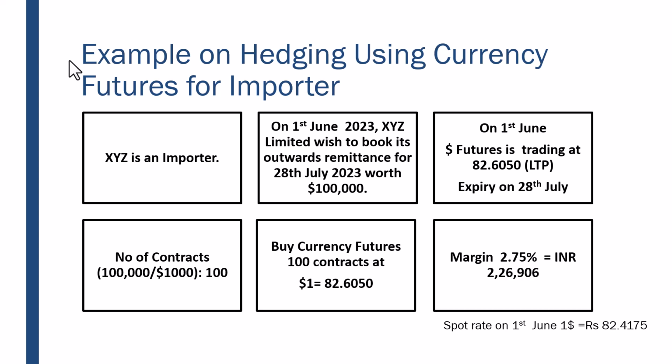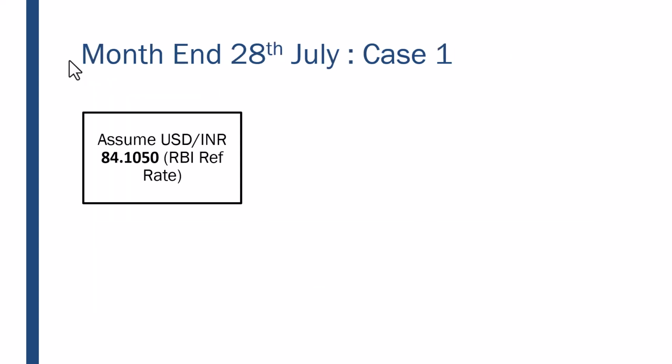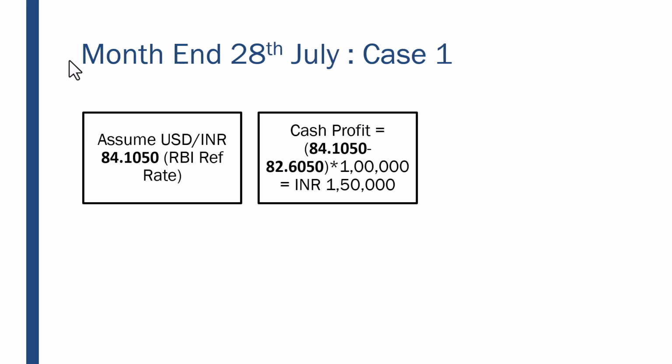I have to pay a margin of 2.75. We have seen just 2.5%. At that time it was 2.75%. So I paid that. Now, what will happen? The case where the dollar goes up, I make money. The dollar goes to 84.10 as given by RBI on the expiry day, then I'll be sitting on a gain. 84 minus the price at which I have bought my futures. Okay. So I made 1,50,000 rupees profit.